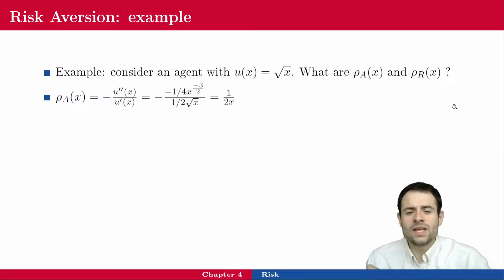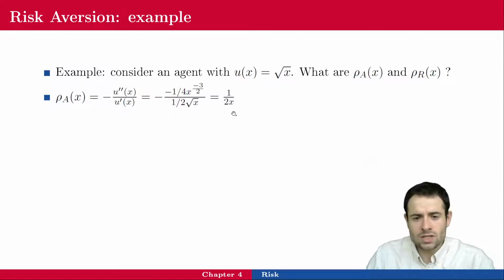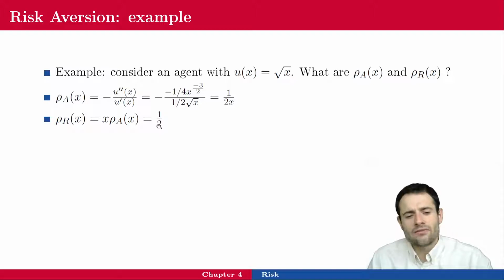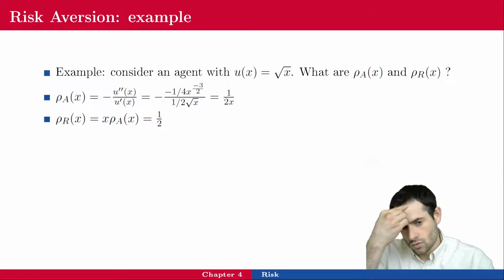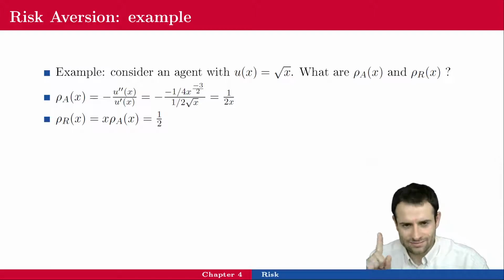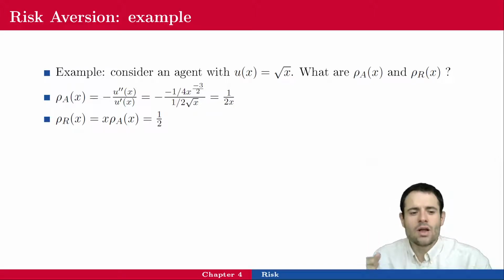Now, if you compute the relative risk aversion coefficient, you take this coefficient and multiply it by x. As easy as that. This coefficient, 1/2, means that if you increase your money by 1%, your marginal utility is going to increase by 1/2 of a percent. Sorry, by 0.5%. Remember, the relative risk aversion coefficient is an elasticity.